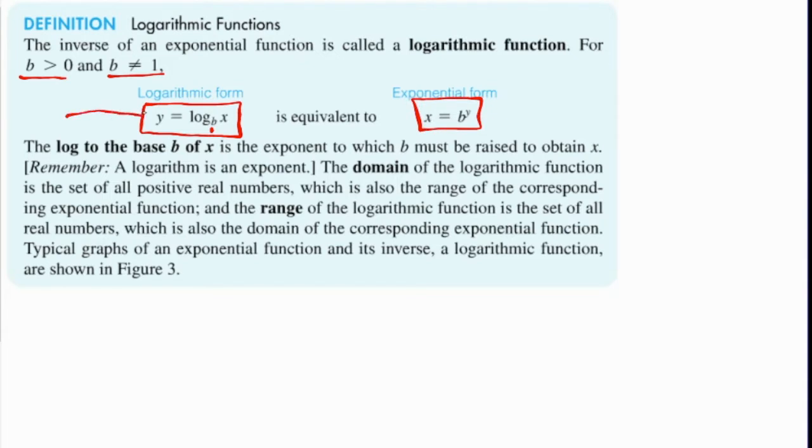Notice the base value is beneath the log, and this is equivalent to x equals b to the y. Well, if we're solving for y from a log function, we must identify y as an exponent. And if we think of y as an exponent, it will help us in understanding the properties of logs and evaluating them without calculators.